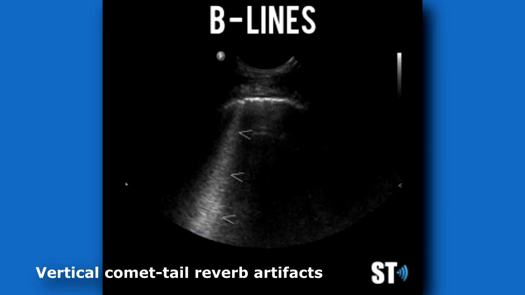Then there are B lines, which are vertical comet tail reverb artifacts that extend from the pleural line all the way down to the bottom of the screen. One to 2 per intercostal space is considered normal. If you have 3 or more B lines in 2 or more intercostal spaces, then that could be indicative of alveolar interstitial fluid or fibrosis.